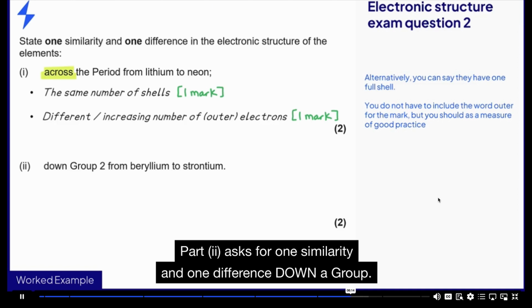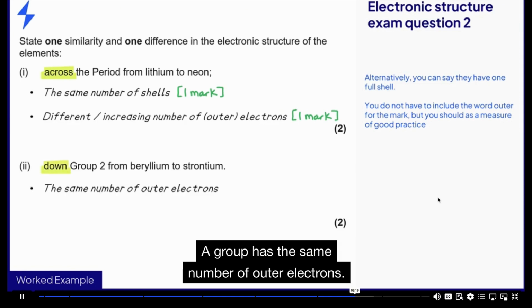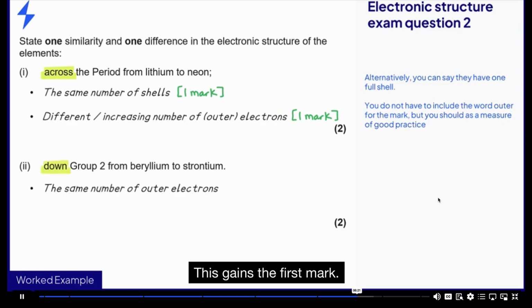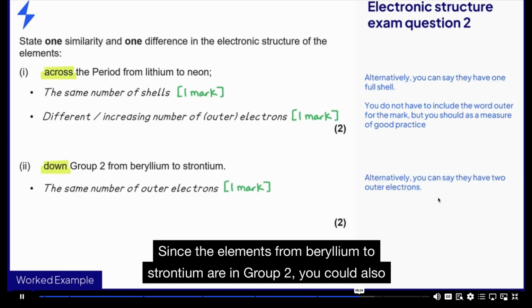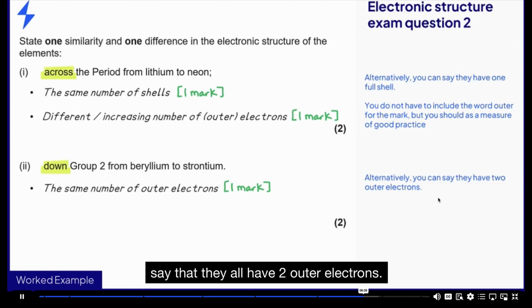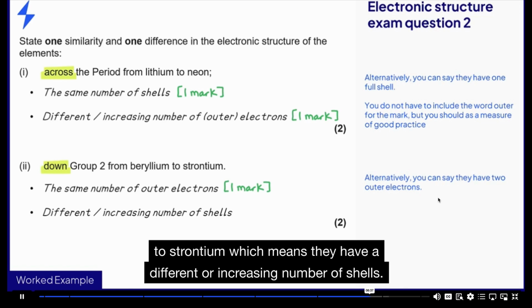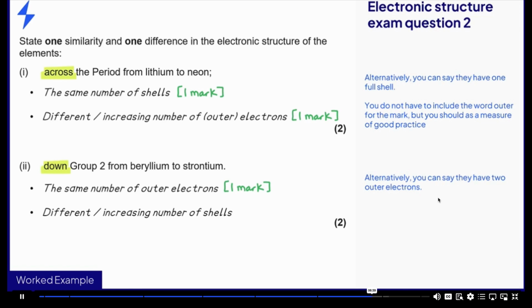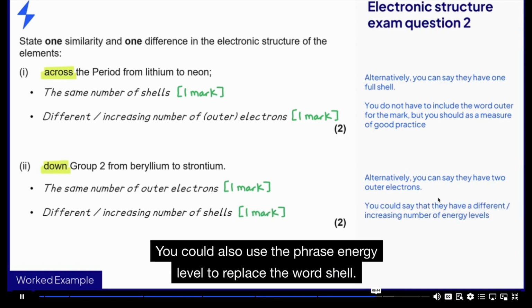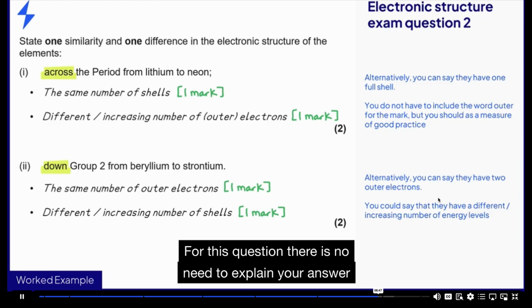Part 2 asks for one similarity and one difference down a group. A group has the same number of outer electrons. This gains the 1st mark. Since the elements from beryllium to strontium are in group 2, you could also say that they all have 2 outer electrons. The number of shells increases by 1 as you move down the elements from beryllium to strontium, which means they have a different or increasing number of shells. This gets the 2nd mark. You could also use the phrase energy level to replace the word shell. For this question, there is no need to explain your answer.